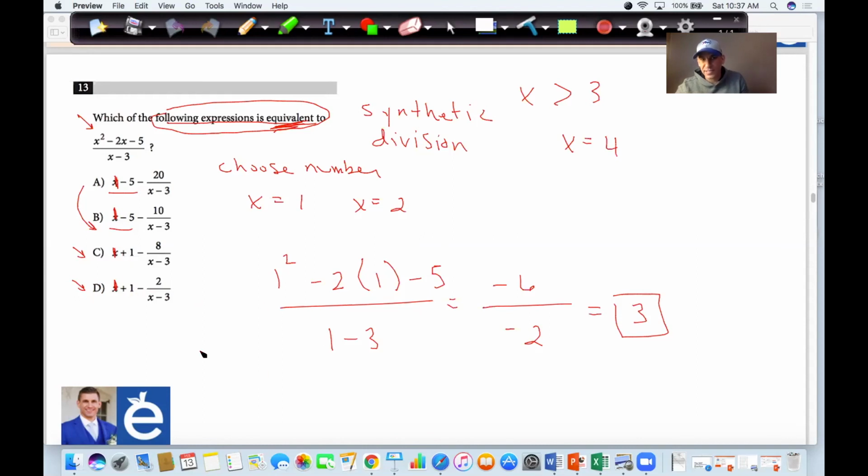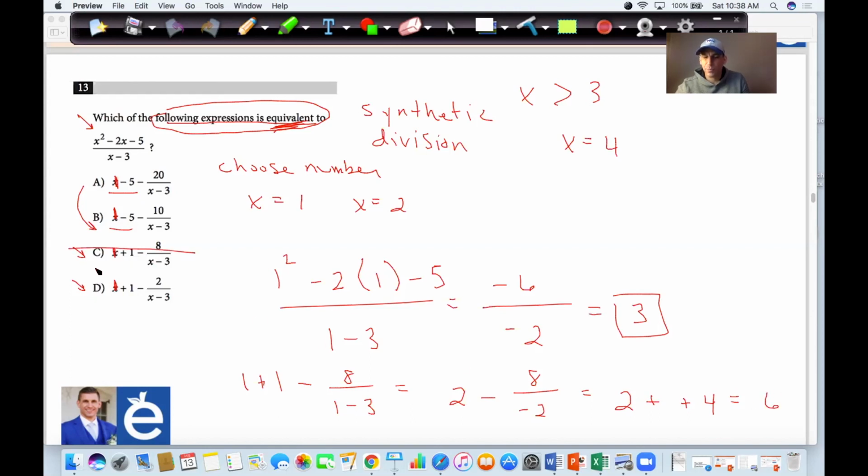So I'm going to try C first, where I get 1 plus 1 equals 2 minus 8, and then I'm going to get 1 minus 3. So when I simplify, I get 2 minus 8 over negative 2. The 8 over negative 2 becomes a negative 4. So I end up getting 2 minus negative 4. Remember, a negative becomes a positive. So 2 plus 4 equals 6. So this won't work, right?